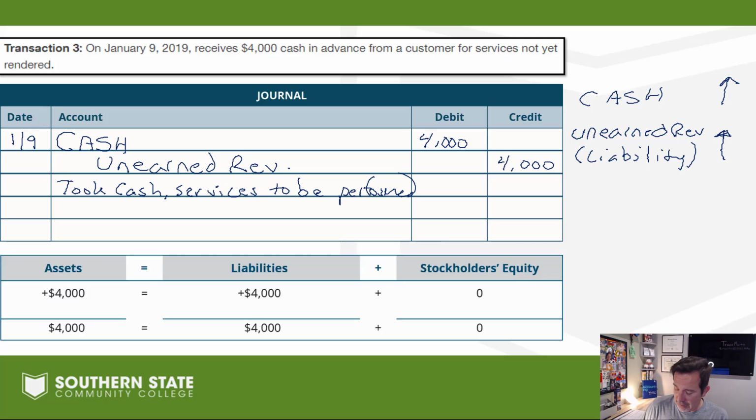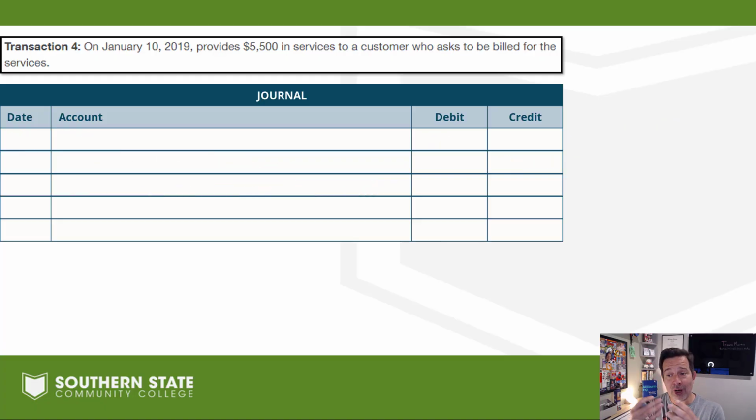Here's our impact on the accounting equation. We know we took in money, took in cash. Our assets go up $4,000. Our liabilities go up $4,000 as well. Number 4. Again, hopefully you're writing these out along with me. You've got this printed off. If you don't have a printer at home, hey, grab a sheet of notebook paper. It's the exact same thing as far as I'm concerned.